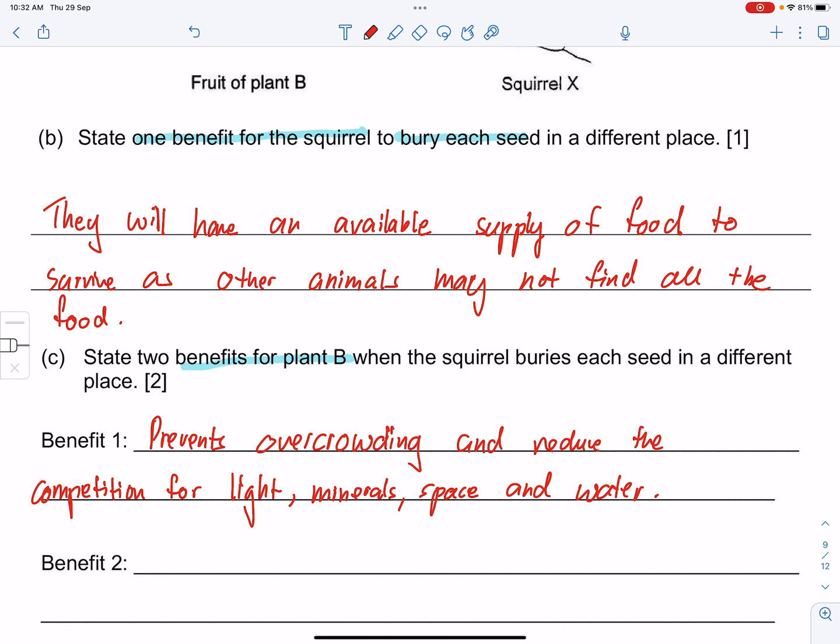I stress again, whenever you give an answer for overcrowding, the next part must always follow. Please always follow with what it does when you prevent overcrowding. Prevention of overcrowding reduces competition for light, minerals, space, and water. These 4 items need to be there.